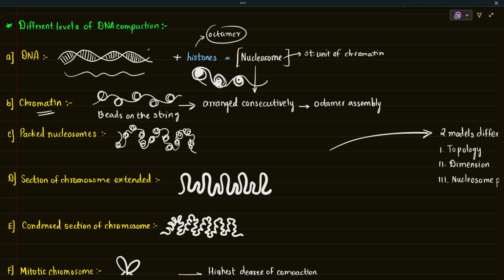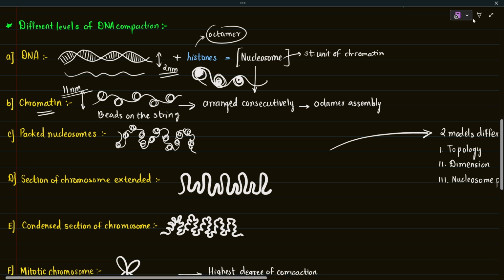So the dimensions of DNA are around 2 nanometer, right? But when we pack it into the chromatin, into nucleosomes, into consecutive nucleosomes, it gets to around 11 nanometer. So see, the dimension is changing. The DNA is getting more compact. Okay, so now you have beads on the string. Now what do you do? You start coiling this in such a way.